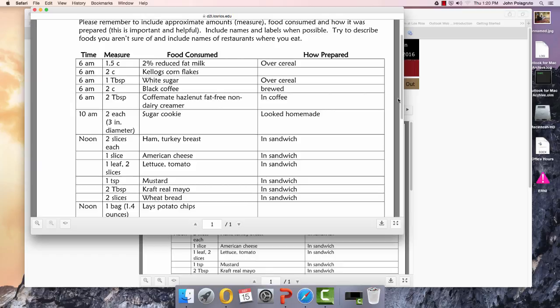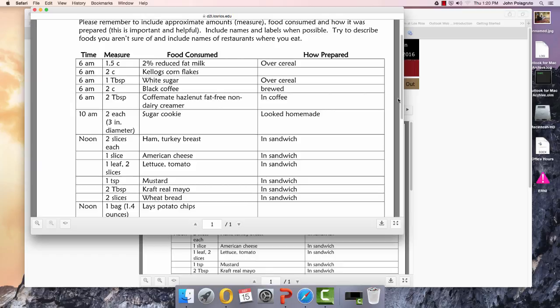We try to see some detail here where I could, if something happened, reproduce what you ate. Merely writing down milk is not good enough. What kind of milk? Goat milk? Almond milk? Hemp milk? 1%? 2%? Skim? Fat-free? So there needs to be some detail.